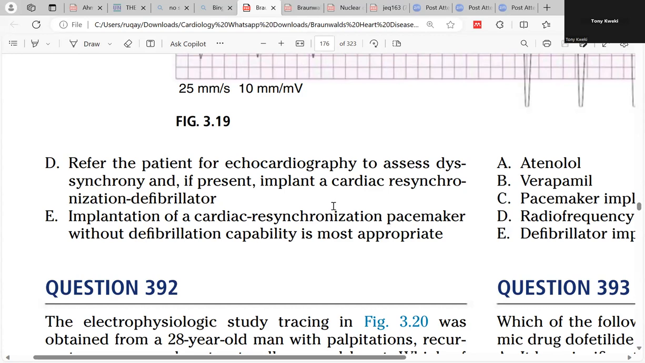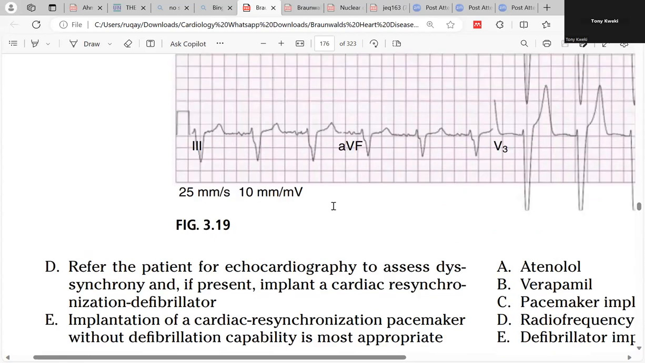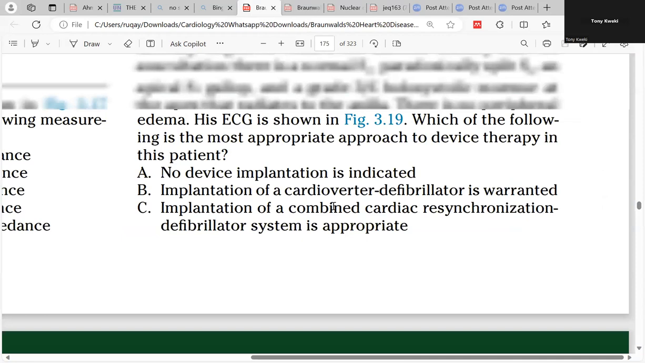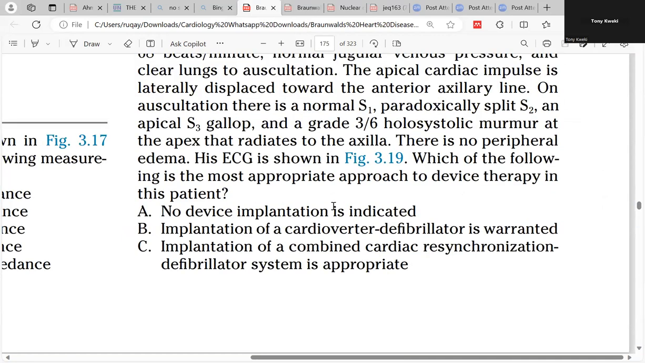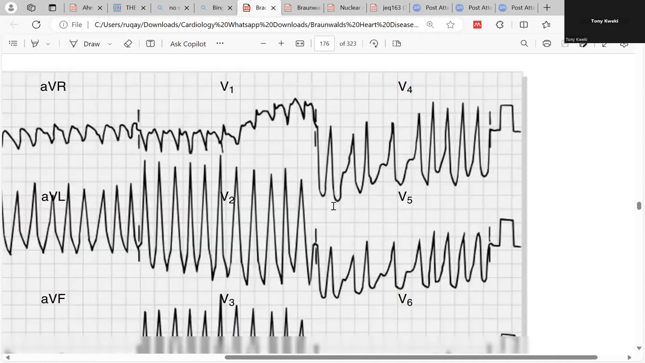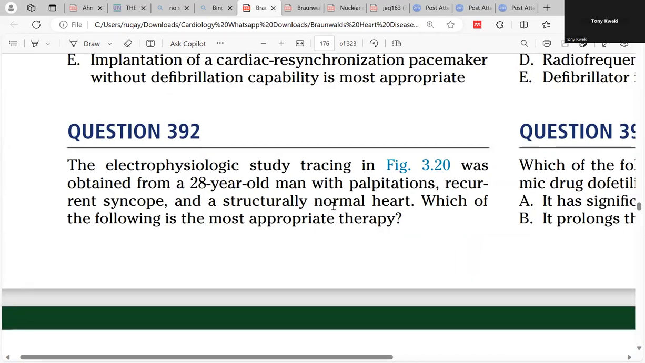Hello, can you just scroll up, please? Okay, so the A option is definitely false, that no device implantation is indicated. And implantation of a cardioverter defibrillator is warranted. And C says implantation of a combined cardiac resynchronization defibrillator system is appropriate. The most appropriate answer to this question is C. Do you have any questions, any contributions, any comments? All right, can we move on?